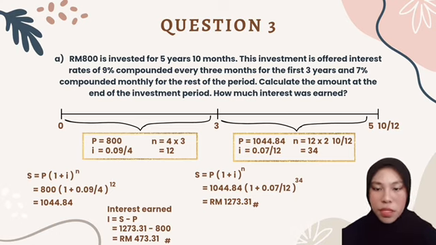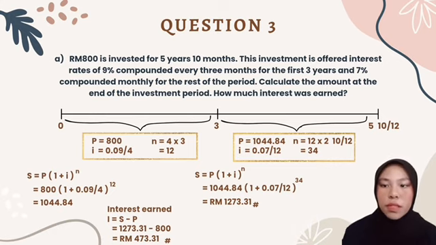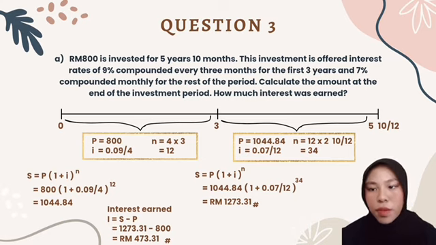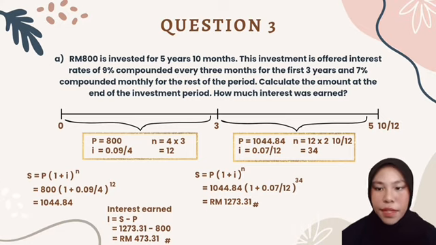Using the formula of compound interest, we substitute the information that we listed. Using the calculator, we will get 1,044 ringgit 84 cents. Next, the S for the first term will be the P for the second term. For the second term, P is equal to 1,044 ringgit 84 cents, i equal to 0.07 over 12, n equal to 12 times 2 10/12 is equal to 34. We use 2 10/12 because 5 10/12 years minus 3. Then using the formula of compound interest, we substitute and using the calculator, we'll get 1,273 ringgit 31 cents. That will be the final amount of the accumulated value.